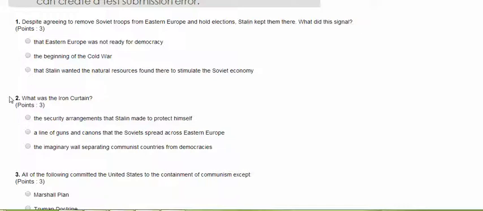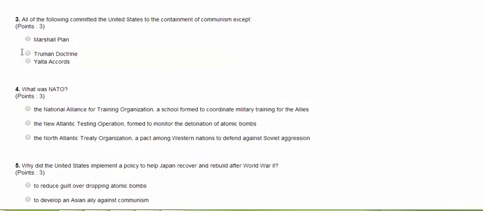Number 2, what was the Iron Curtain? The security arrangements that Stalin made to protect himself, a line of guns and cannons that Soviets spread across Eastern Europe, or the imaginary wall separating communist countries from democracies. Number 3, all of the following committed the United States to containment of communism except the Marshall Plan, the Truman Doctrine, or the Yalta Accords.